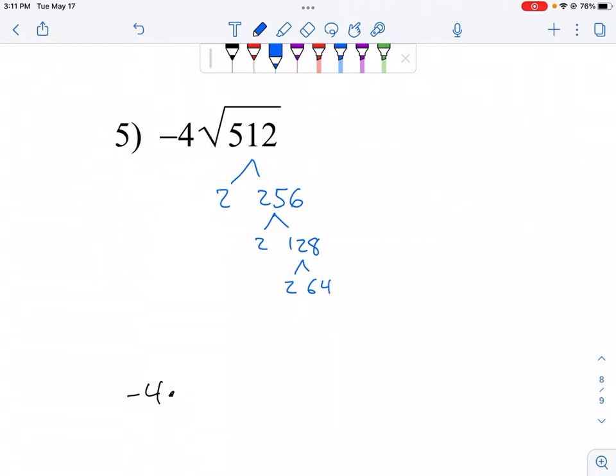Now if you run into 64 and you want to say, oh, that's a perfect square of 8 and 8, then we can rewrite this as square root 2 times 2 times 2 times 8 times 8 and look for partners there.